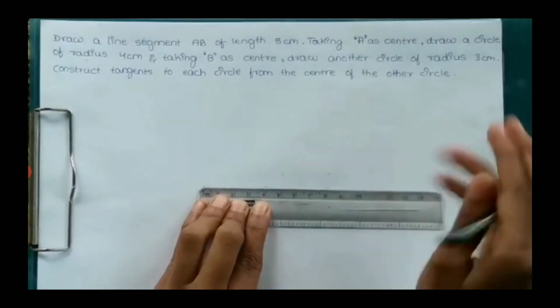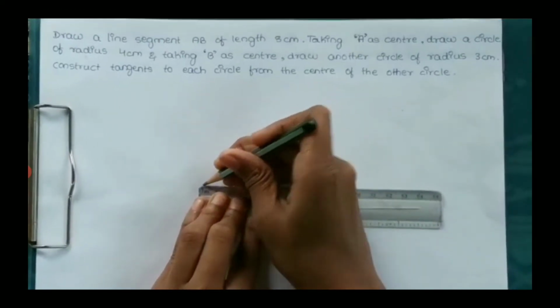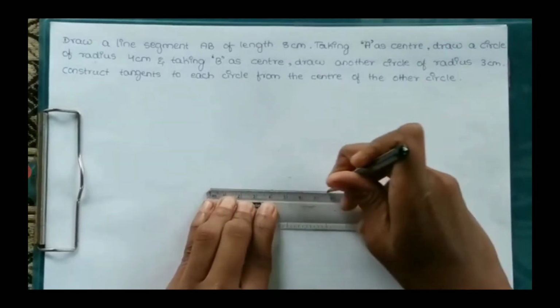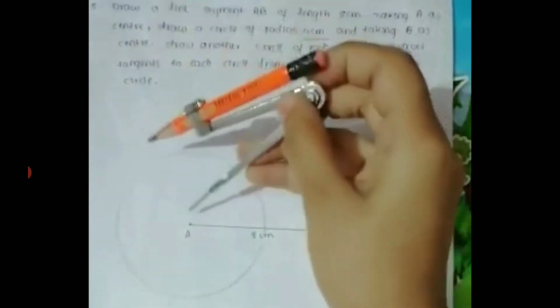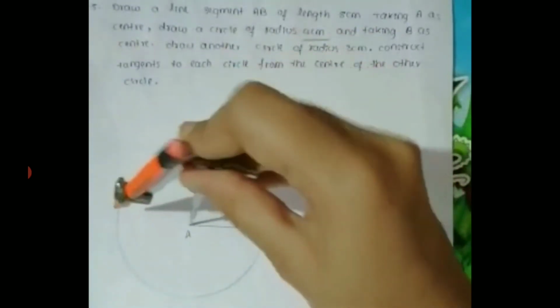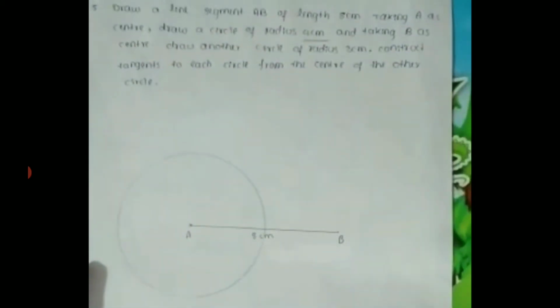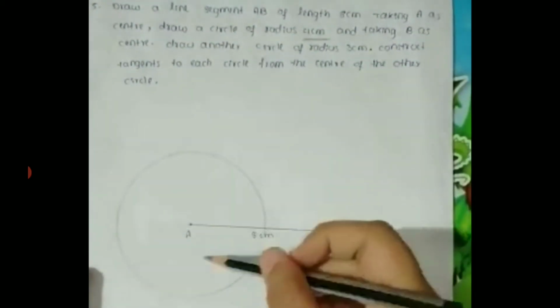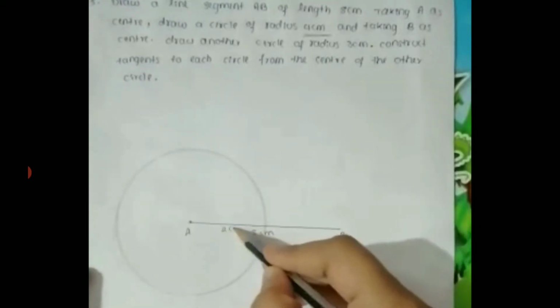Draw a line segment AB of length 8 cm. With A as a center, draw the circle of radius 4 cm. You got a circle of radius 4 cm.